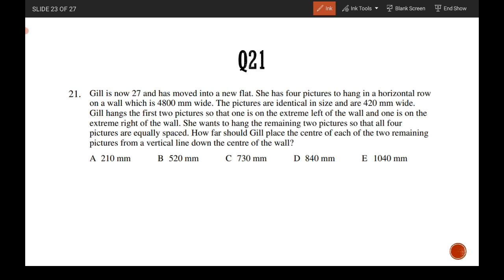Jill hangs the first 2 pictures so that one is on the extreme left of the wall and one is on the extreme right of the wall. She wants to hang the remaining 2 pictures so that all 4 pictures are equally spaced. How far should Jill place the centre of each of the 2 remaining pictures from a vertical line down the centre of the wall?